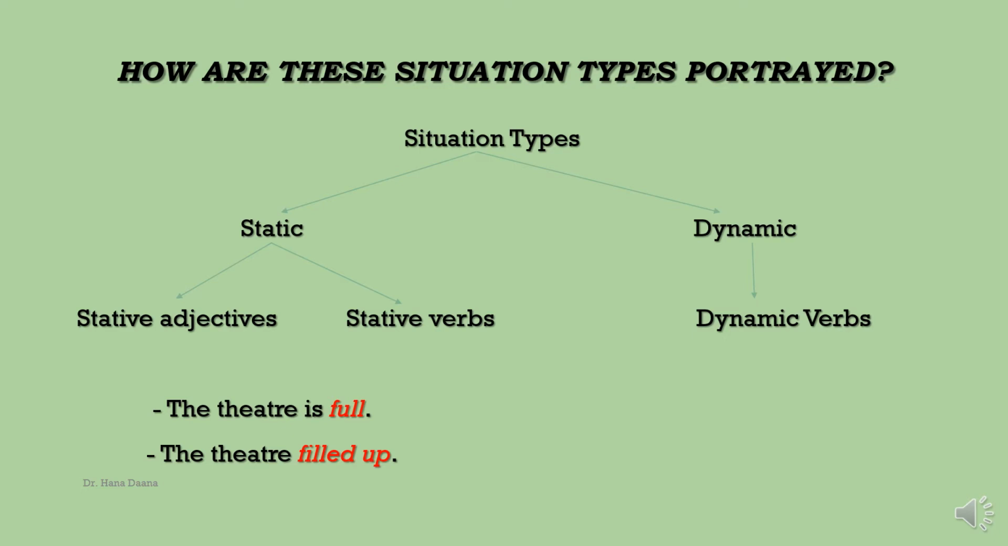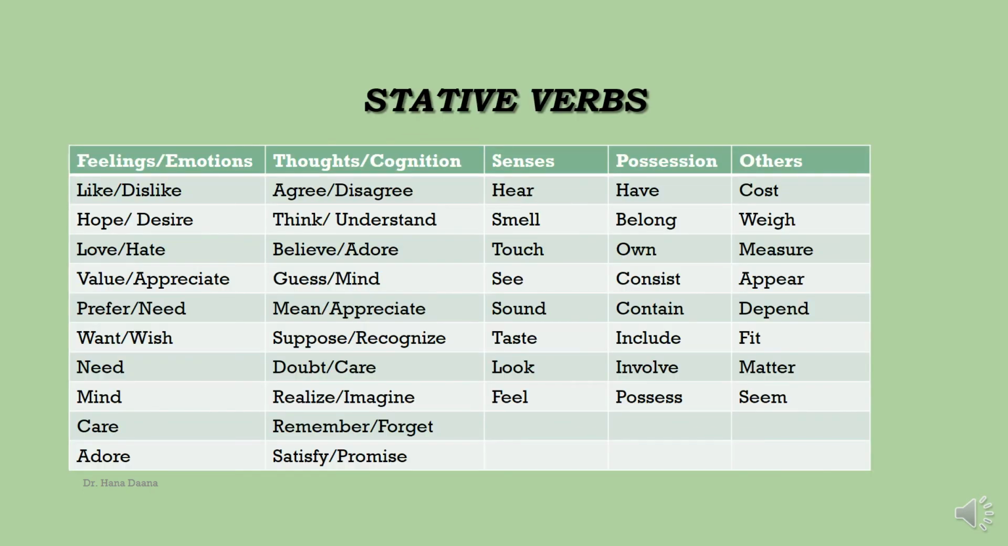These examples are actually from John Said's book. The theater is full. Full here is an adjective that describes the state of the theater, while filled up is a verb that describes the process of the theater being filled up. Static situations, as we can see in the sketch in front of us, can also be portrayed by using stative verbs. So there are a number of stative verbs, such as verbs of cognition, feelings, position, senses. These are the verbs that I'm talking about that can be used to describe static situations. In the same way, stative adjectives are used.